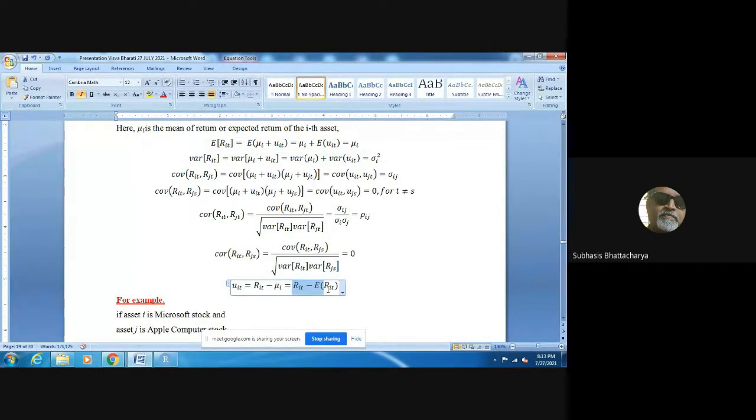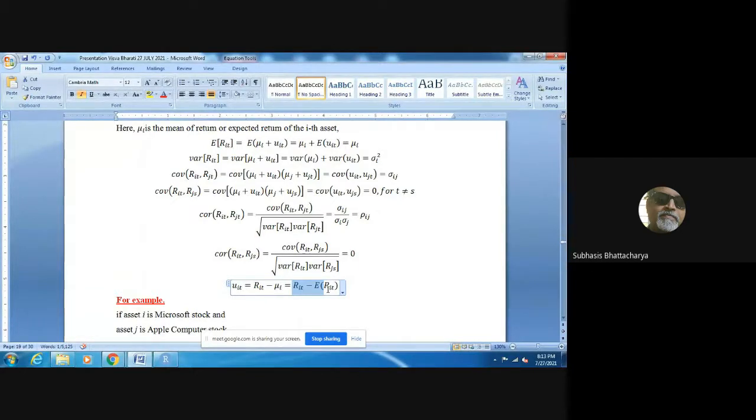So each asset return is a constant mu_i, that is the expected return, plus a normally distributed random variable u_it. And this random variable u_it can be interpreted as representing what? That is unexpected news concerning the value of the asset which arrives between time t-1 and time t. So if there is news between time t-1 and t, what is it about?